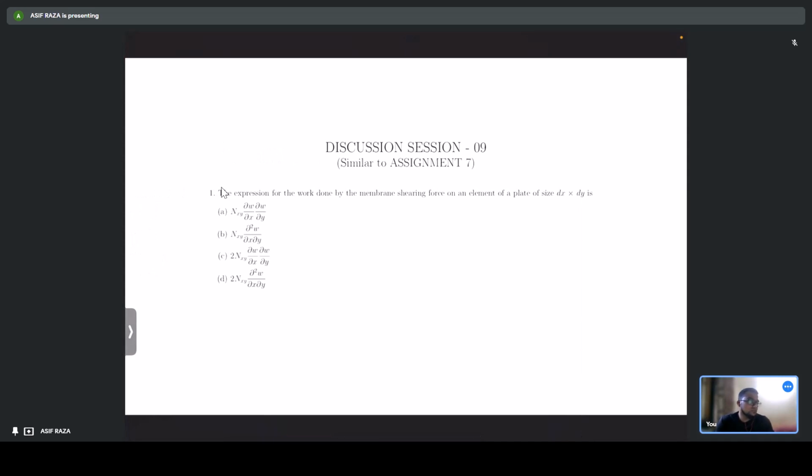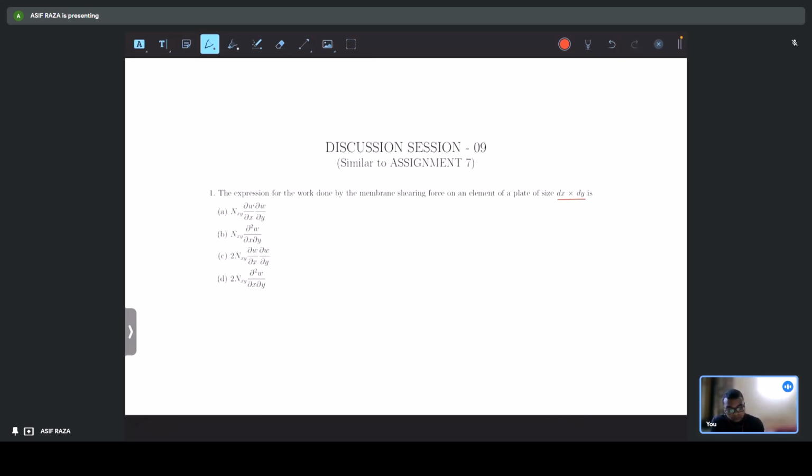So we'll be discussing questions relevant to assignment 7. The first question is: the expression for the work done by the membrane shearing force on an element of plate of size dx by dy is.